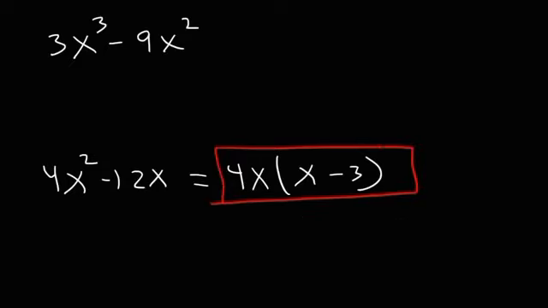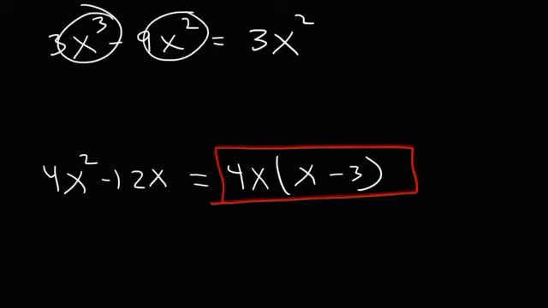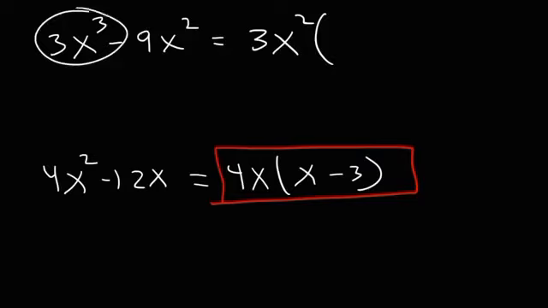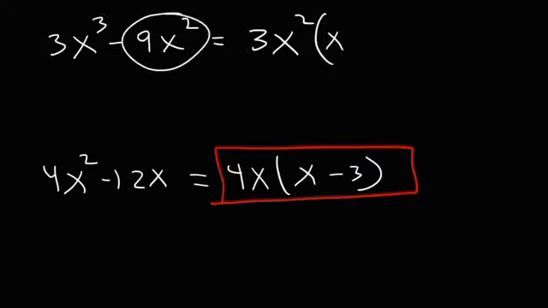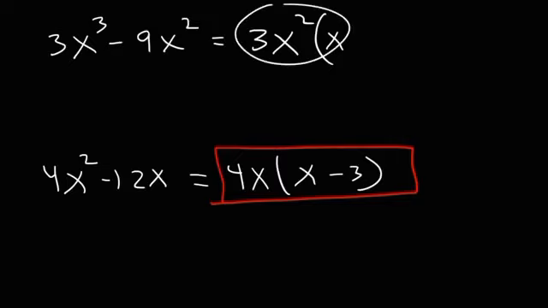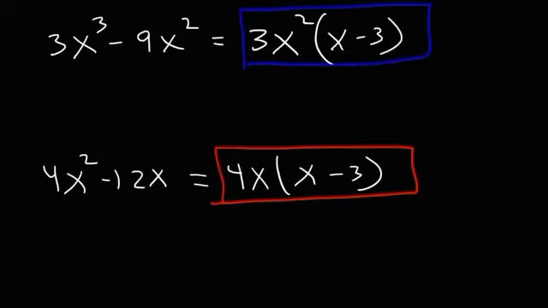Now for the one above, we can also take out the GCF. In this case, the GCF is going to be 3x squared. We could take out a 3 from 3 and negative 9, and each term has at least two x variables. So we can take out an x squared. Now 3x cubed divided by 3x squared is x. Negative 9x squared divided by 3x squared is minus 3. And so that's it for those two examples.